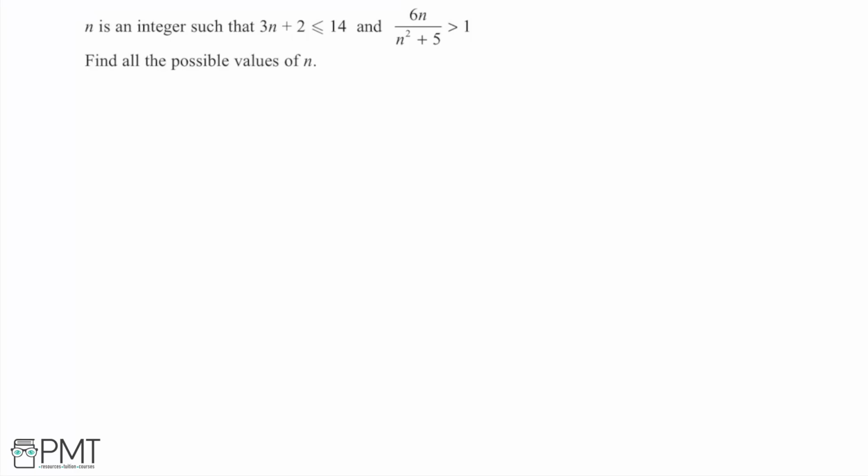So here we're told that n is an integer such that 3n + 2 is less than or equal to 14, and that 6n over n squared + 5 is greater than 1. And we're asked to find all of the possible values of n.